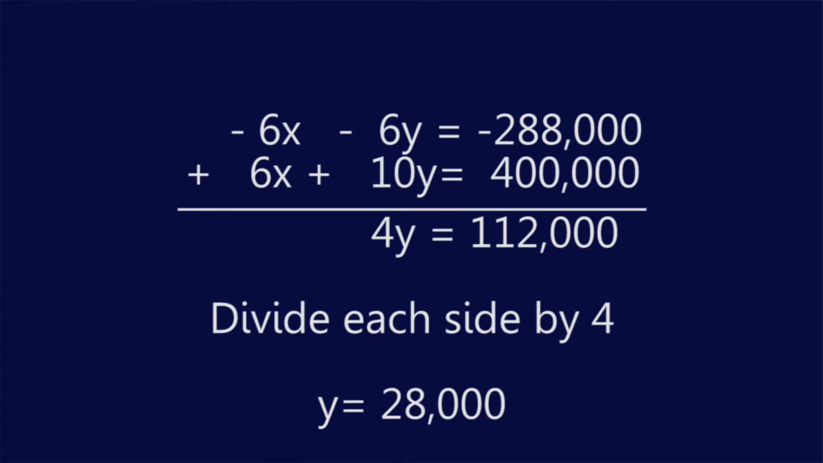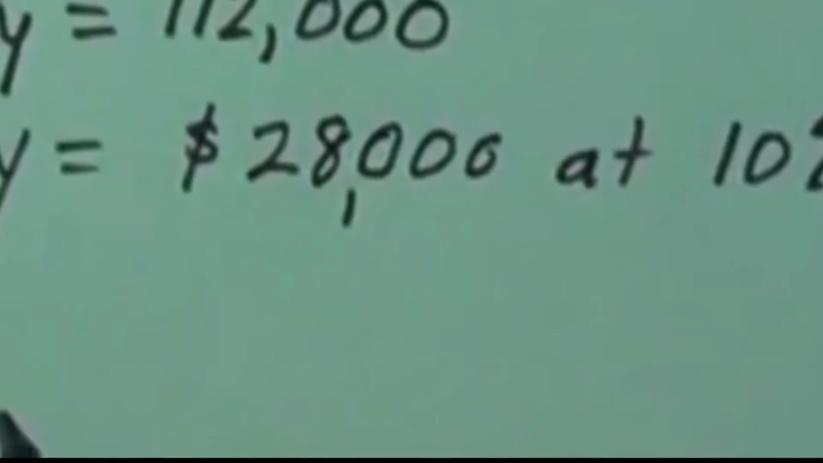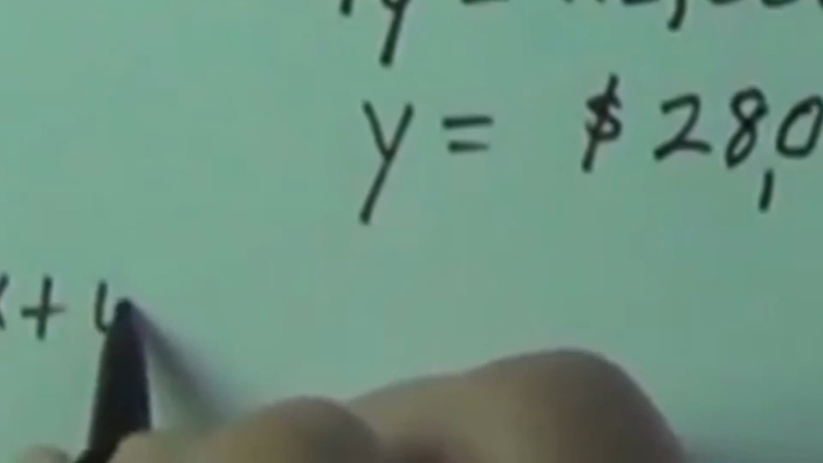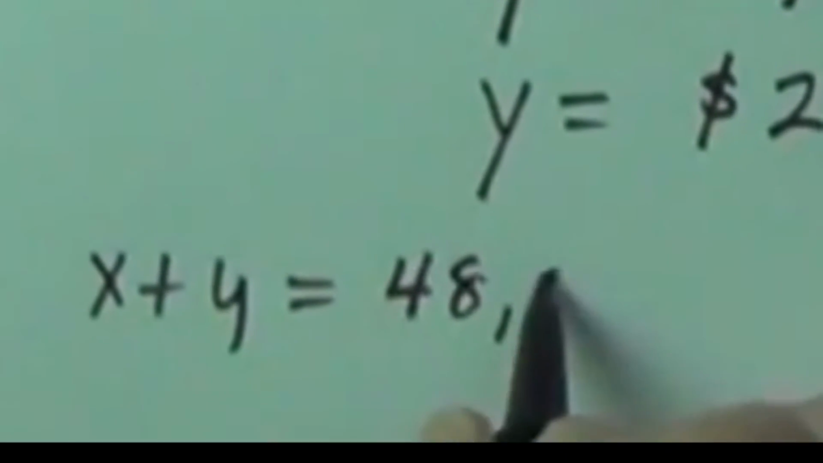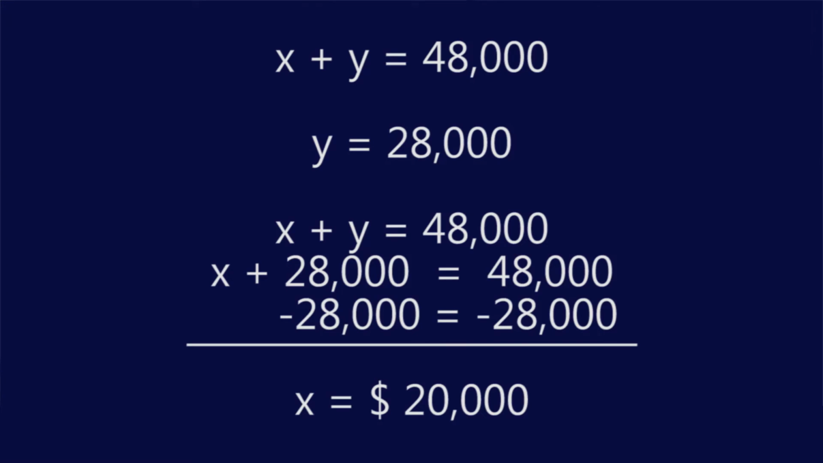And that's Y. And Y represented the number of dollars that were invested at 10%. So we'll put this much at 10%. But it wants to know how much is invested at each rate. So now I need to find X. Since we had X plus Y adding up to 48,000, and we now know that Y is 28,000, we can solve for X. Subtract 28,000 on both sides, and you'll see that X is 20,000.